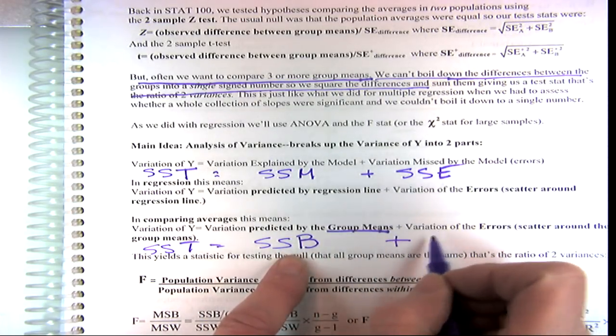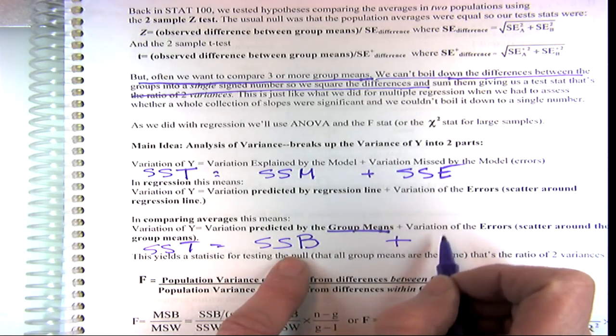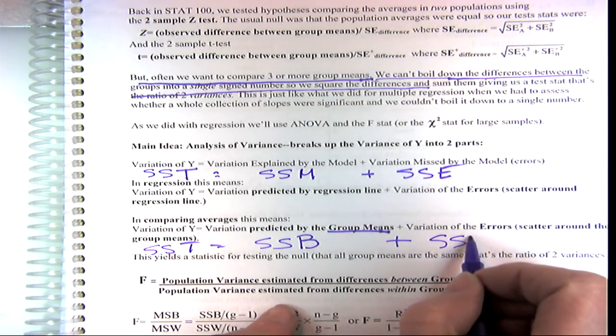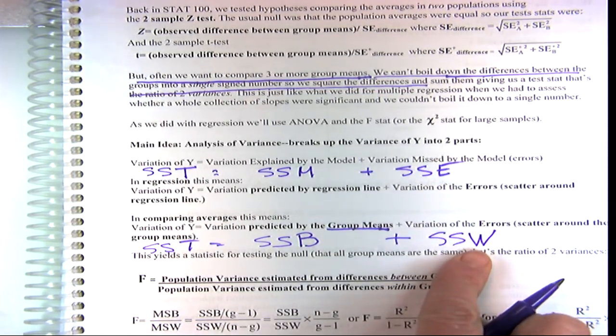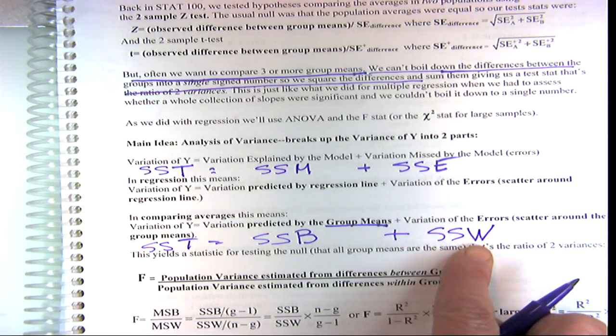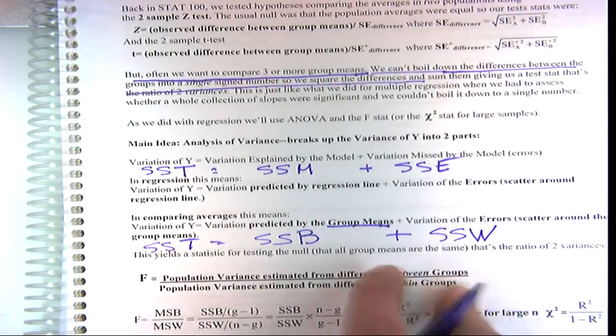And then compared to what? Well, there's going to be differences in these group means, but we're going to compare it to the error, which is the within group spread. If there's a huge amount of within group spread, then membership in that group is not going to be very accurate. So that's the idea.